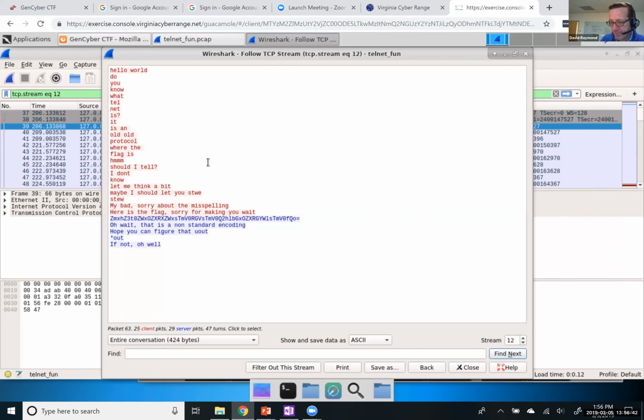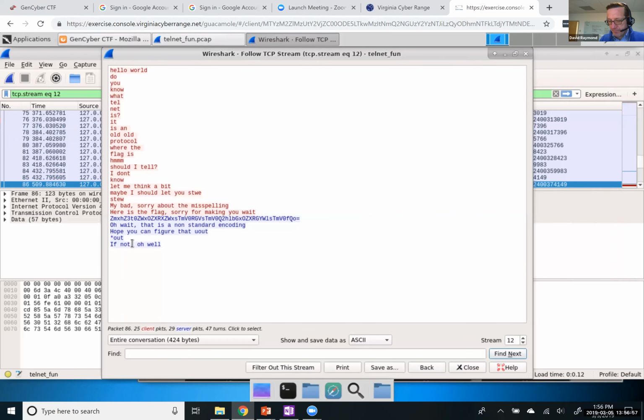And here's the interesting thing about this traffic. When you follow the TCP stream, this is the application layer traffic, so this is Telnet traffic going back and forth between client and server. The red is the client, the blue is the server. All this stuff in red is coming from the client side of the TCP connection. The stuff in blue is coming from the server side.